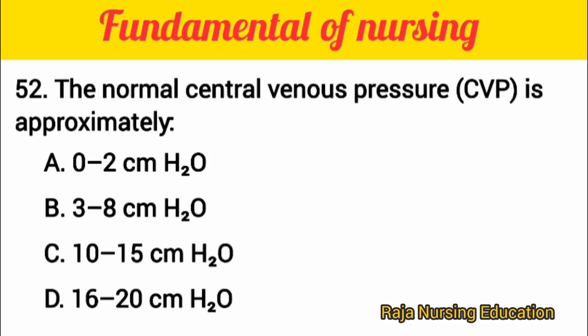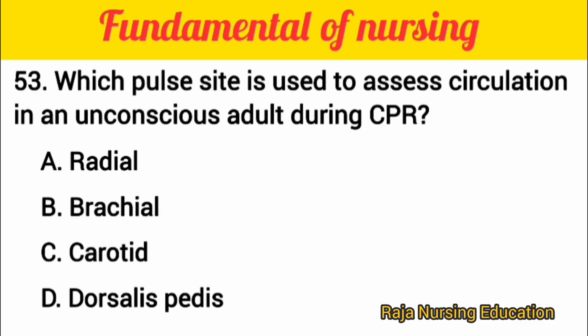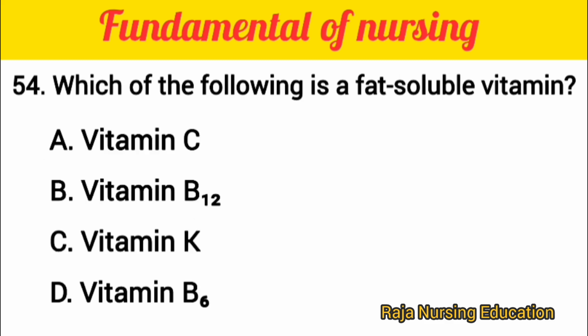The normal central venous pressure is approximately. The answer is B. 3 to 8 cm H2O. Which pulse site is used to assess circulation in an unconscious adult during CPR? The answer is C. Carotid pulse is used to assess pulse during CPR.